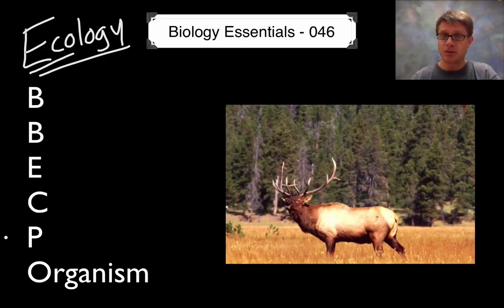And so on Babekpo, if we start at O, or the organism level, we just finished, remember, talking about organ systems. And so cells make tissues, tissues make organs, organs make organ systems, and organ systems make organisms. And so an organism would be one individual, like this bull elk here in Montana.